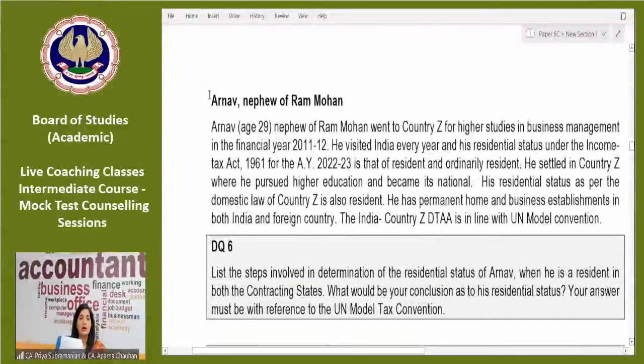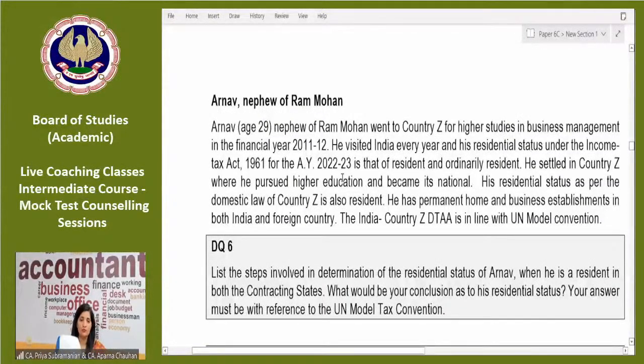Next question relates to Arnav, nephew of Ram Mohan. Arnav, aged 29 years, nephew of Ram Mohan, went to country Z for higher studies in business management in financial year 11-12. He visited India every year and his residential status in the Income Tax Act for the assessment year 22-23 is that of resident and ordinarily resident. He settled in country Z, where he pursued higher education and became its national. His residential status as per the domestic law of country Z is also resident. He has permanent home and business establishments in both India and the foreign country.